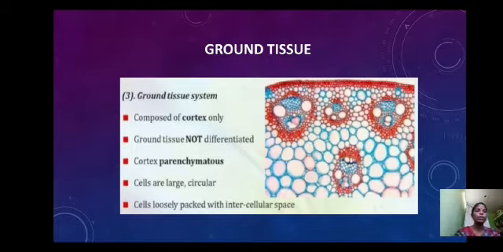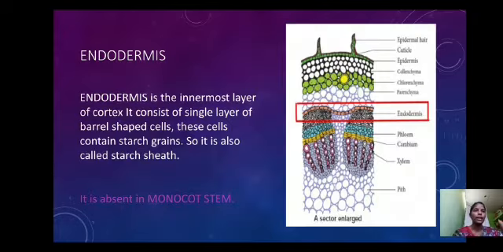Now we shall go to the innermost region. The next one is endodermis. This endodermis is peculiar only to the dicot stem and it is absent in the monocot stem. The endodermis is the innermost layer of the cortex and it is made up of barrel shaped cells that are compactly packed. The endodermis contains starch grains, so it is also called the starch sheath, and it is absent in monocot.